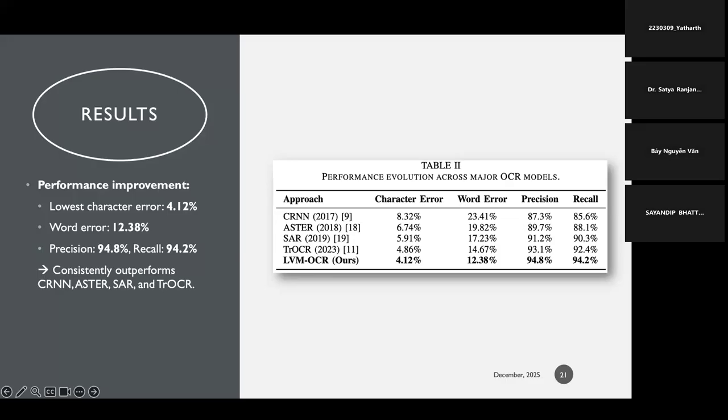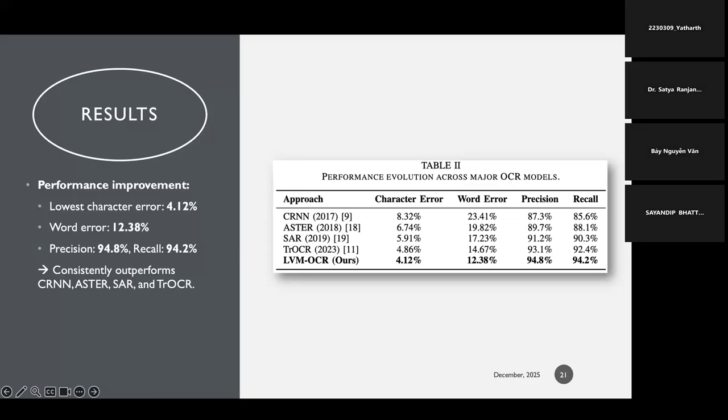Over the years, models like ASTER and SAR chipped away at this error. Then came TrOCR, Transformer Optical Character Recognition, a combination of Transformer with Optical Character Recognition. In 2023, this powerful Transformer model brought the error down to 4.86%. It was a massive step forward.